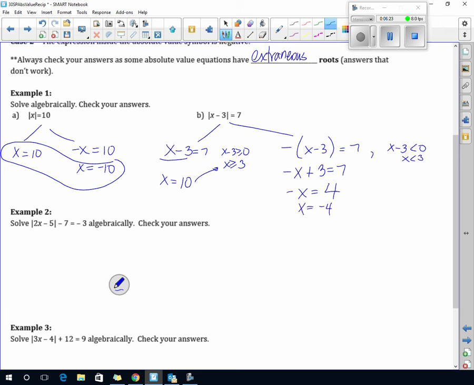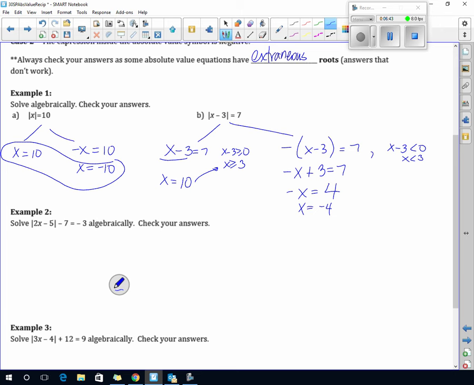Okay? And in the end, it's algebra. You can sub in negative 4 and see if it works. Does negative 4 minus 3, that's negative 7. Absolute value of negative 7, is that 7? Yes, it works. Plug those both in, see if it works, right? Yes? Okay, let's go. Next one.